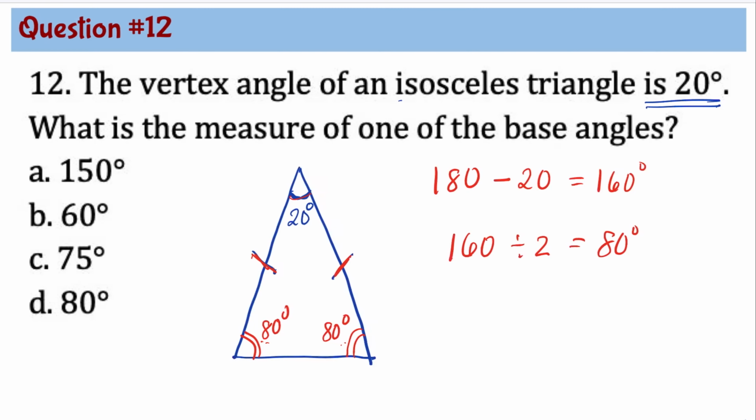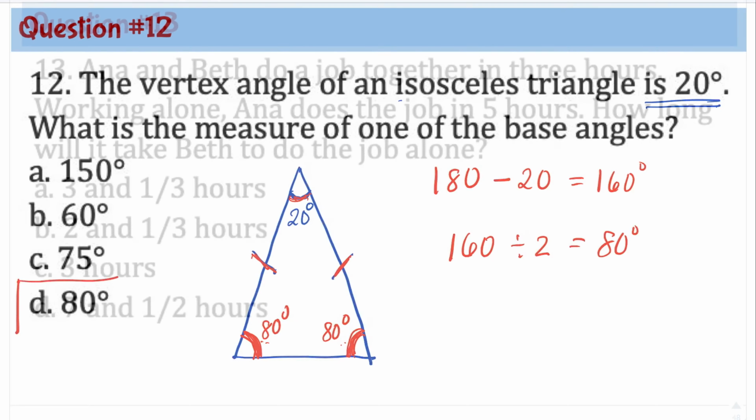That is why we subtracted 180 minus 20, that's 160. And then we split up 160 between the two base angles. So 80 plus 80 is 160 plus 20, that gives us 180 degrees.